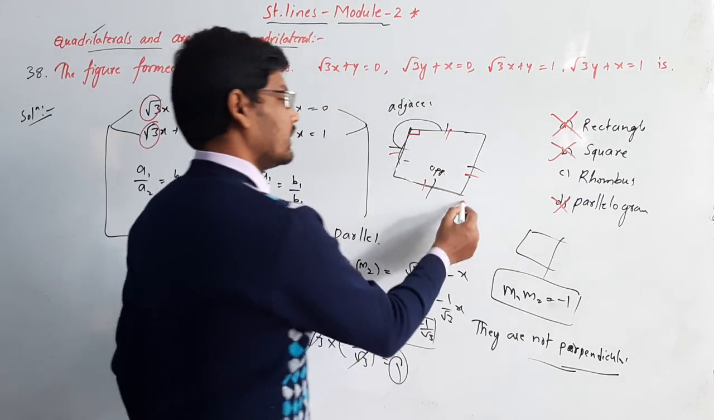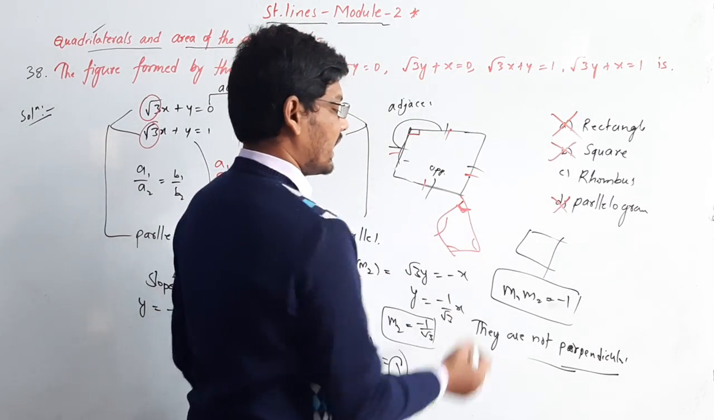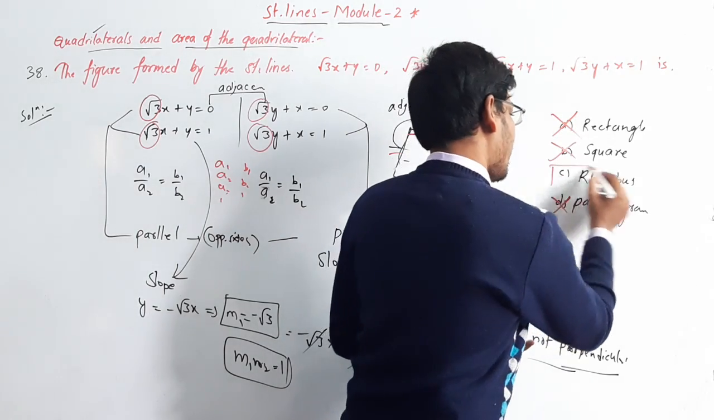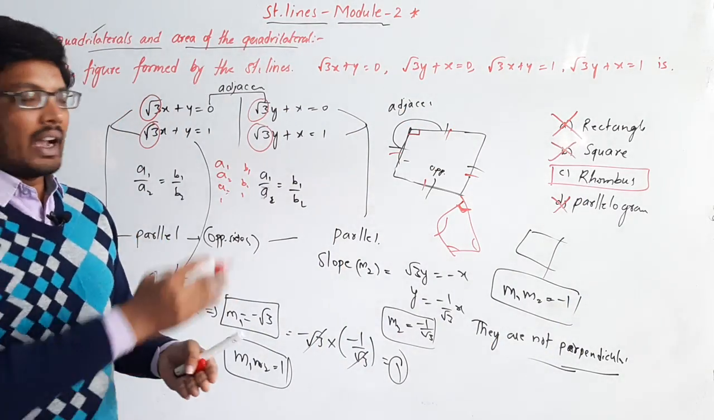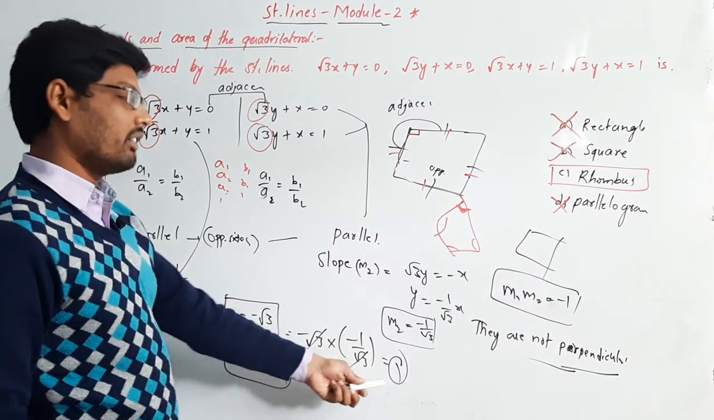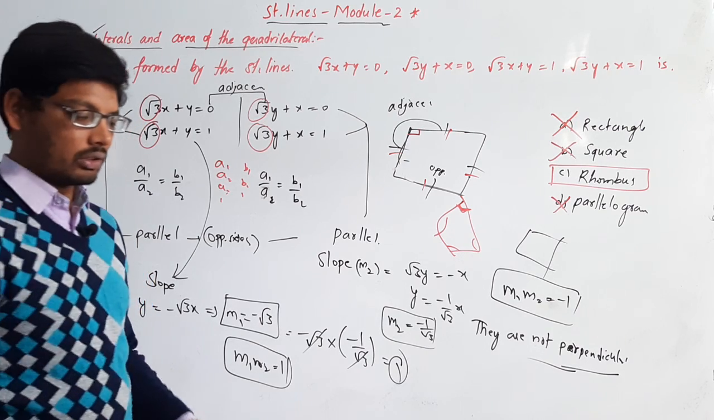And in a rhombus, the adjacent angle is not perpendicular. So the final answer for this one is rhombus. Why? Because it is having all sides equal and the adjacent slopes are not perpendicular, we are getting 1 here. That's why the answer is rhombus here. So this is all about the solution.